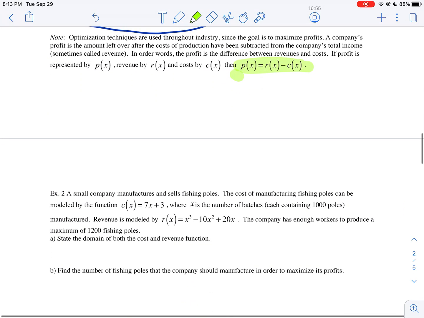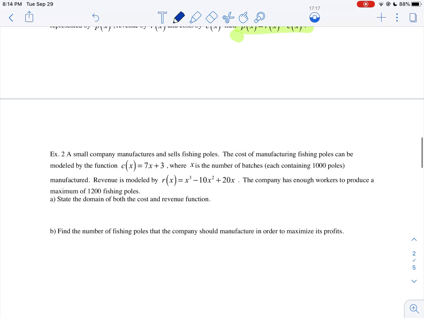It's really quite cool. All right, so a small company manufactures and sells fishing poles. The cost of manufacturing fishing poles can be modeled by C of x equals 7x plus 3, where x is the number of batches, each containing 1,000 poles manufactured. The revenue is modeled by R of x. The company has enough workers to produce a maximum of 1,200 fishing poles. State the domain of both the cost and revenue function.